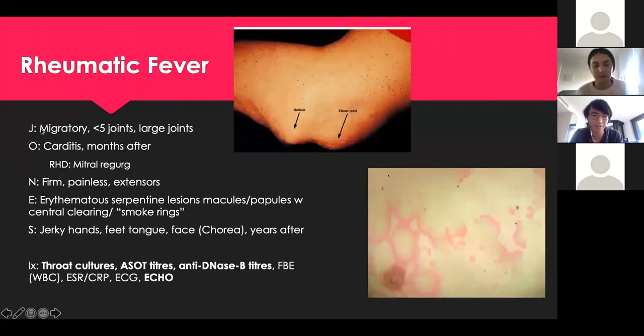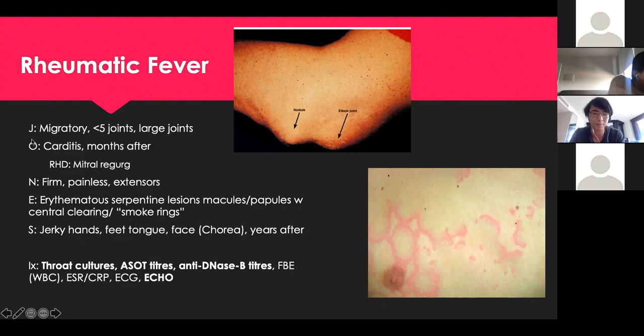So just to go over Jones, the joint arthritis has a few characteristics. It tends to affect the larger joints. It tends to be less than 5. And it's migratory. So the joints might be your shoulders, and then it might move to your hips or your knees, and it moves around in that kind of pattern.